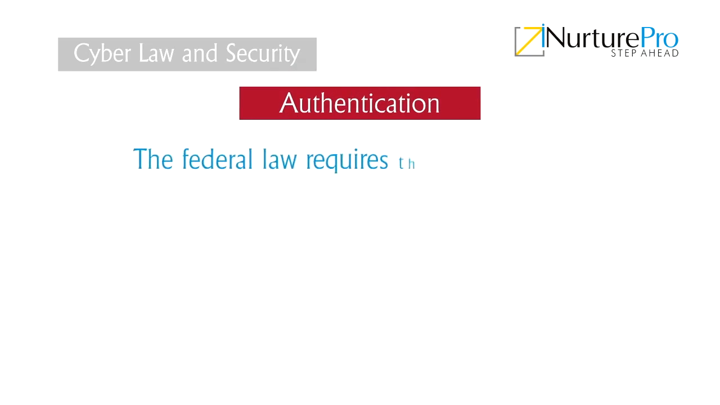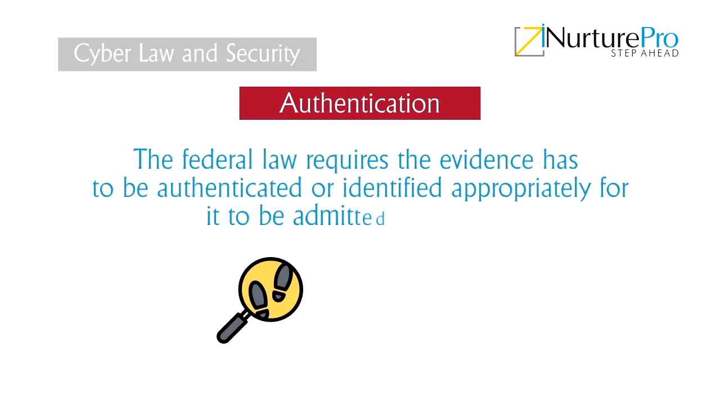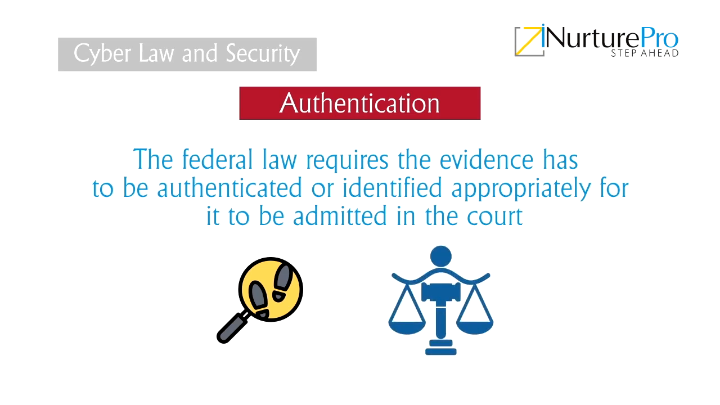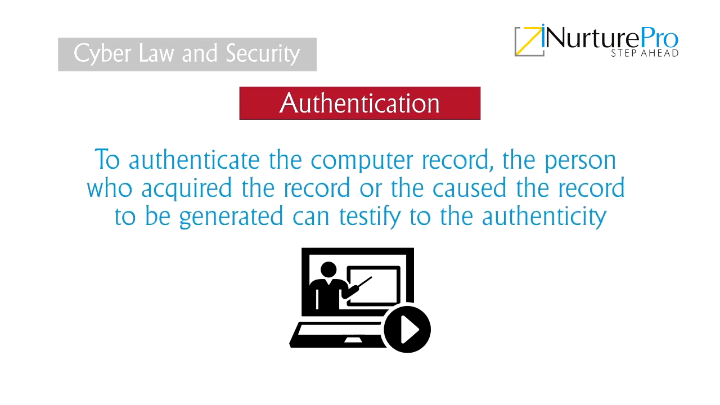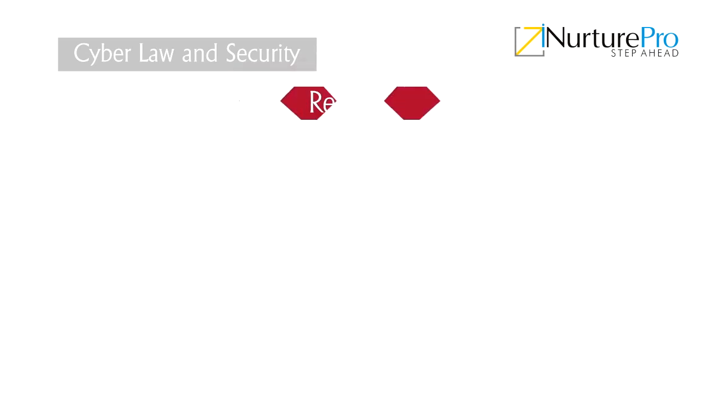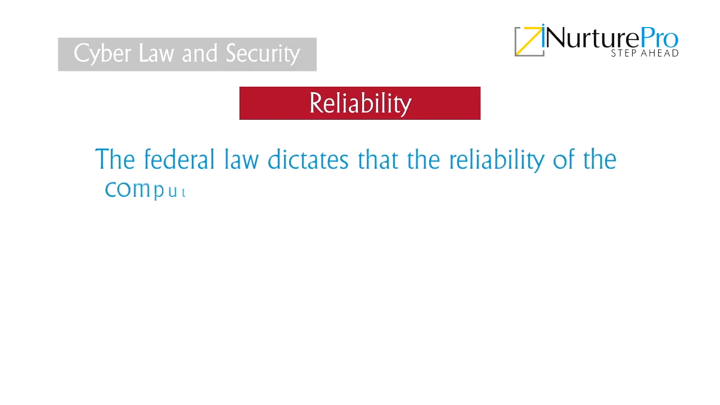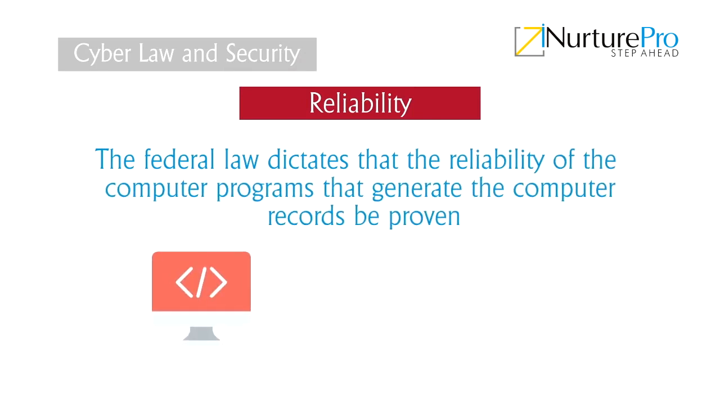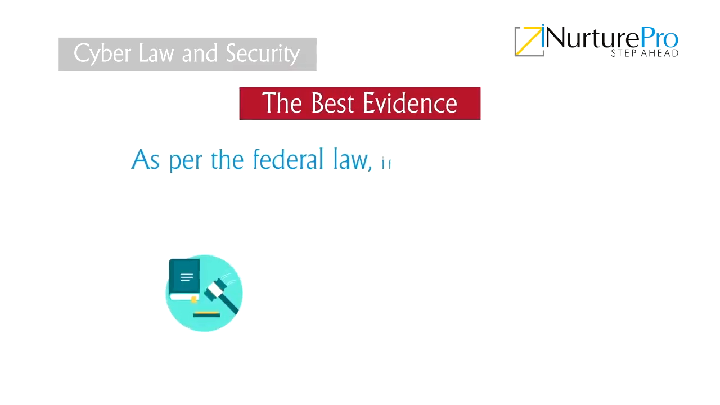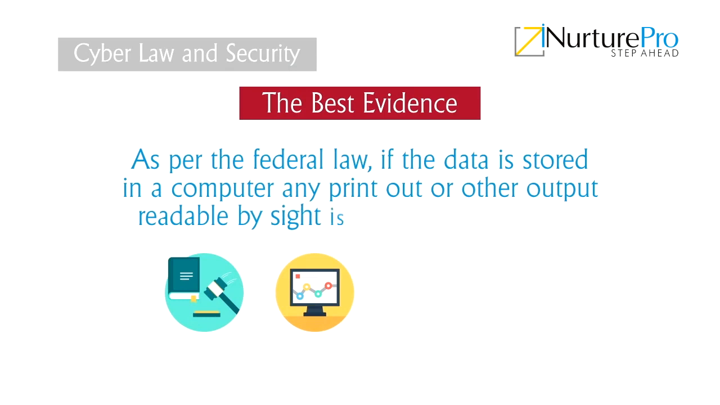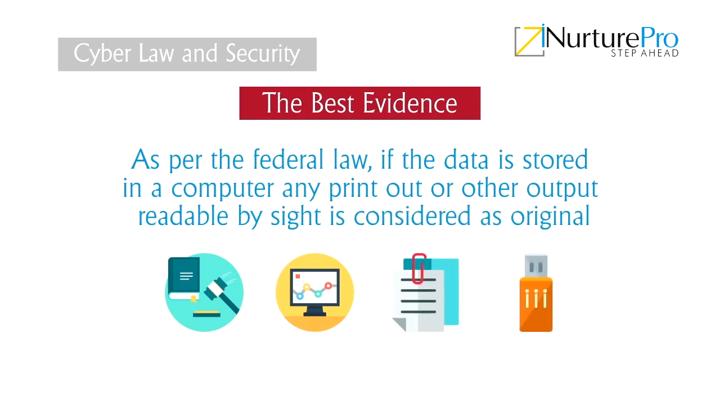Authentication. The federal law requires the evidence to be authenticated or identified appropriately for it to be admitted to the court. To authenticate the computer record, the person who acquired the record or caused the record to be generated can testify to the authenticity. Reliability. The federal law dictates that the reliability of the computer programs that generate the computer records be proven. The best evidence. As per the federal law, if data is stored in a computer, any printout or other output readable by sight is considered original.